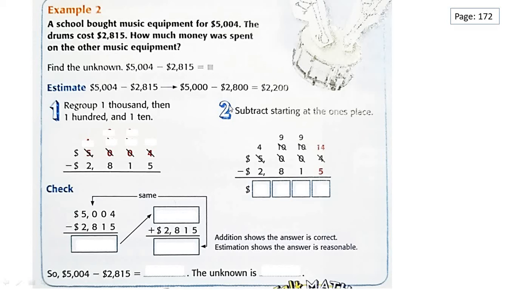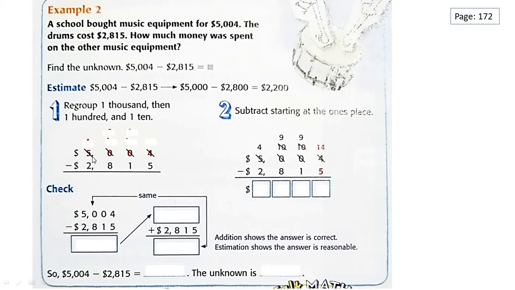2,200. Let's subtract them. If we start with ones, we have 4 minus 5, it cannot be subtracted, so we have to regroup now. But again, if we look at the next digit to the left, we will find 0. We don't have any tens to regroup, so we have to look at the next digit, which is 0 again. So we have to look at the next digit, which is thousands.